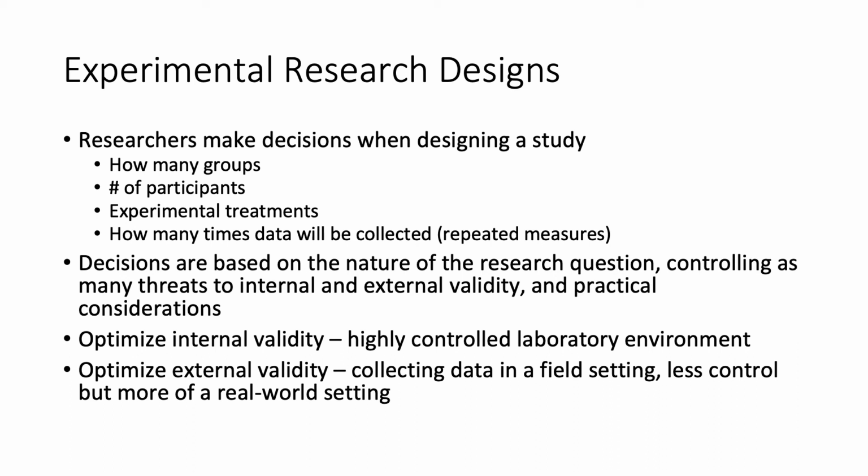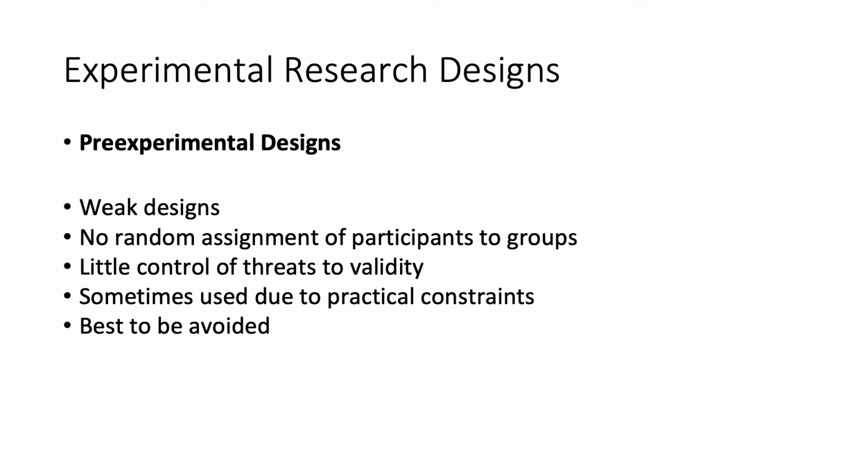Those are some things that you need to consider. If you want to optimize internal validity, that will be more related to having a highly controlled laboratory environment, while optimizing external validity will be related to collecting data in a field setting, which is less control compared to the laboratory setting, but provides more of a real-world setting. There are some common research designs that can be placed into three categories: pre-experimental designs, true experimental designs, and quasi-experimental designs.